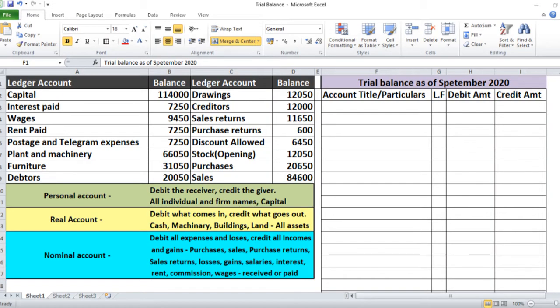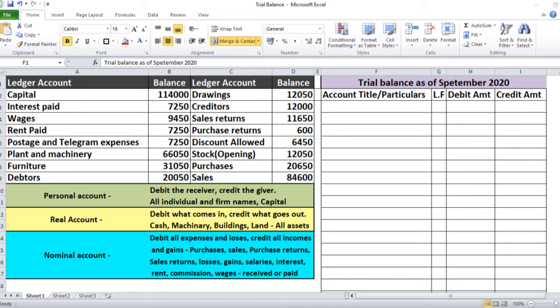Now we will see how to prepare trial balance. Here we have to assume ourselves as a company. Say we are XYZ company. Assume that we have prepared the journal entries for all the transactions and posted them into ledger. Right now what you are seeing on the screen are ledger accounts and their balances. If you haven't watched my videos on journal entries and ledger, please go and watch them. I'll leave the link in the description below.